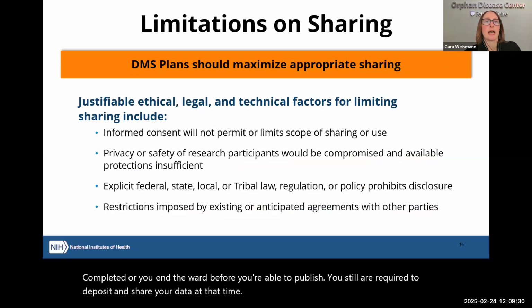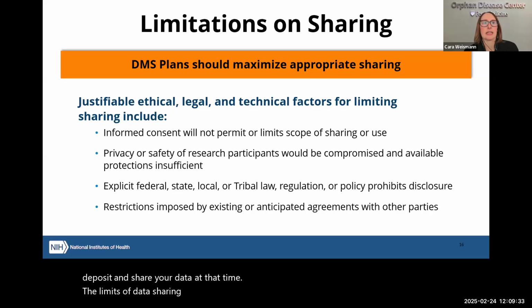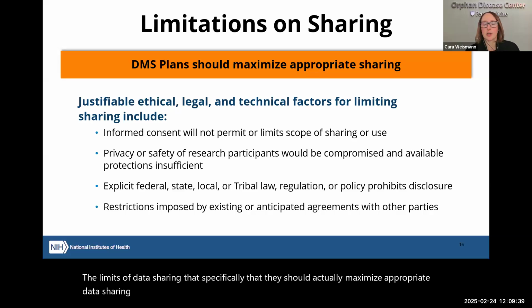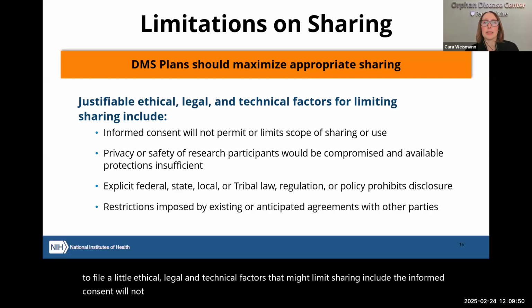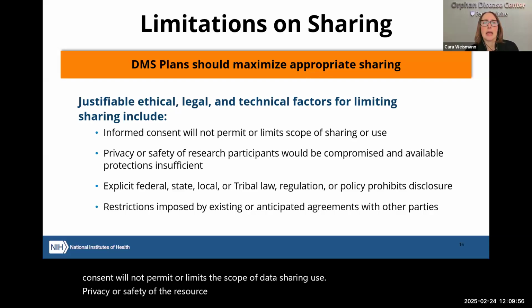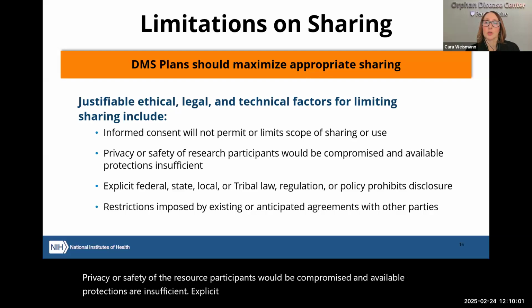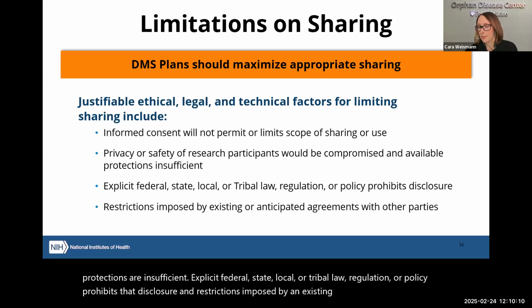Regarding the limits of data sharing, they say you should maximize appropriate data sharing, and we've heard about this in our previous presentations as well. Justifiable ethical, legal, and technical factors that might limit sharing include: informed consent will not permit or limits the scope of data sharing and use; privacy or safety of the research participants would be compromised and available protections are insufficient; explicit federal, state, local, or tribal law, regulation, or policy prohibits that disclosure; and restrictions imposed by existing or anticipated agreements with other parties.